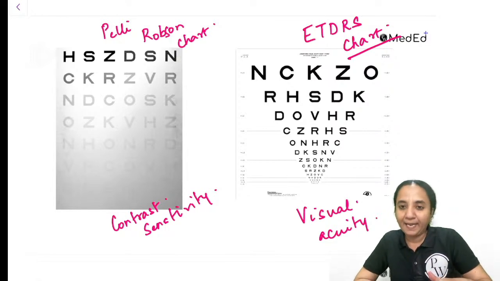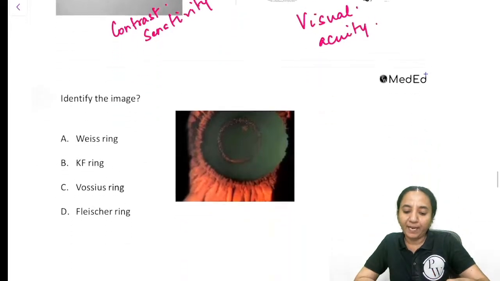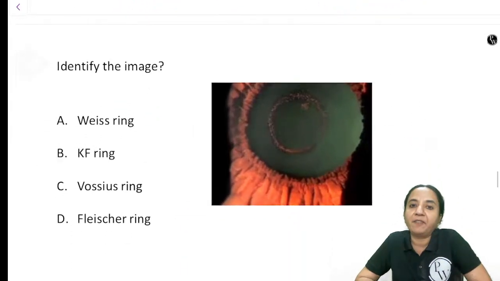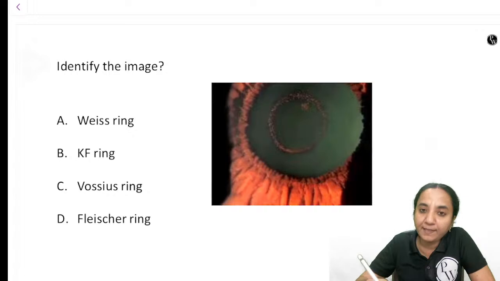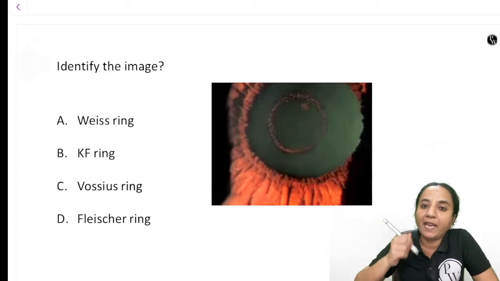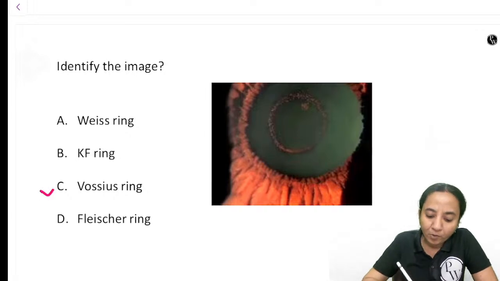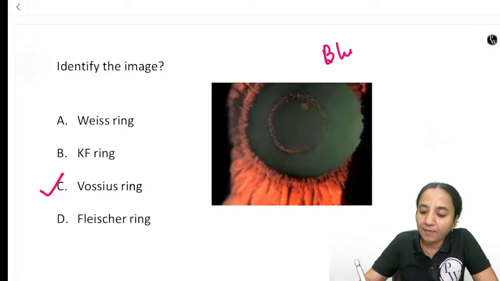Right? Next, this is also an easy question. Again, another image-based question. Identify this image. So what do we see here? You see that there are these iris pigments deposited on the anterior capsule of the lens. This is called Vossius ring, and this is often seen after blunt trauma.